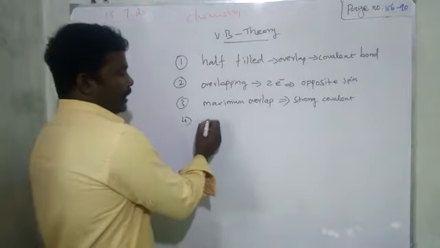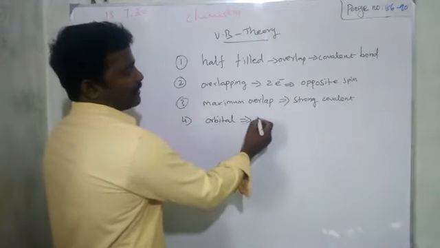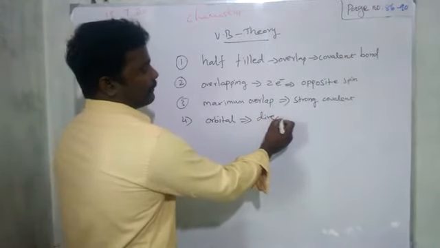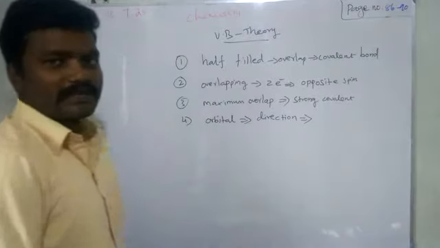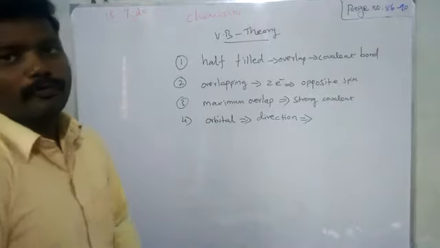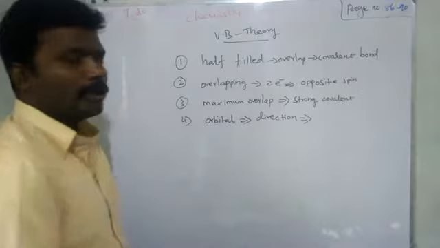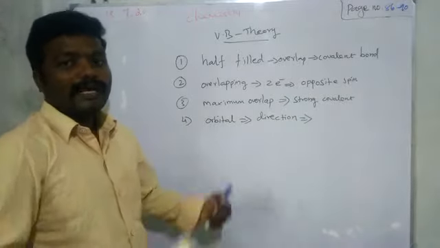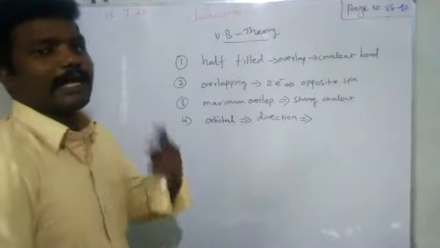So orbitals having direction, in that particular direction overlap takes place, which means it will give the strong covalent bond. Okay, these are the four features of valence bond theory. Next we are going to learn about how they are overlapping. Based on the overlap, we will have two types of bond.